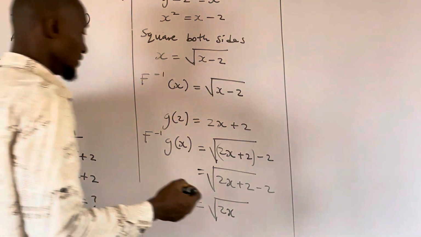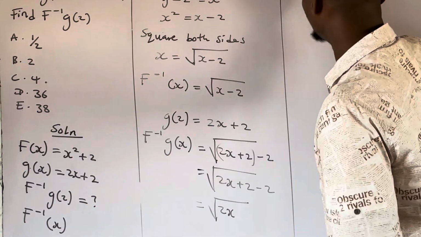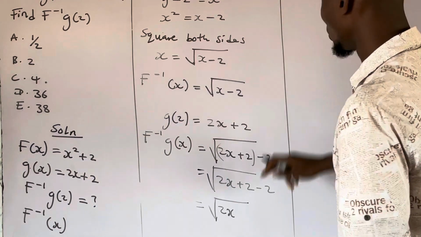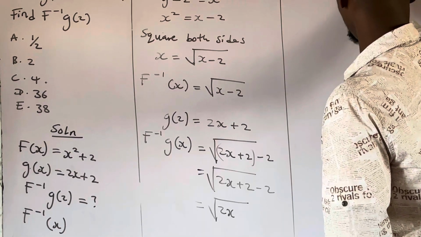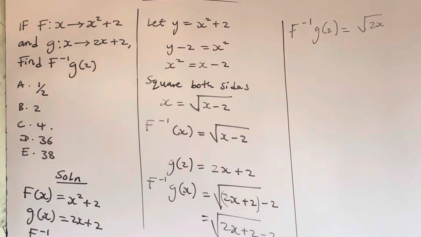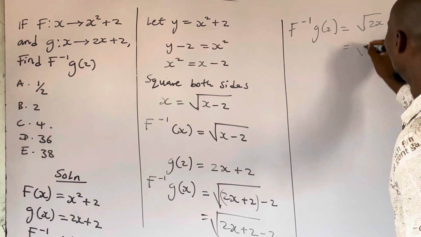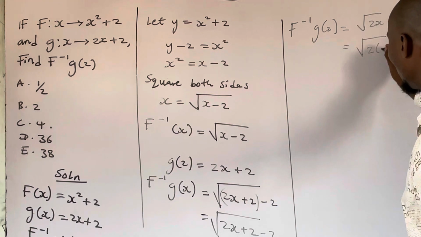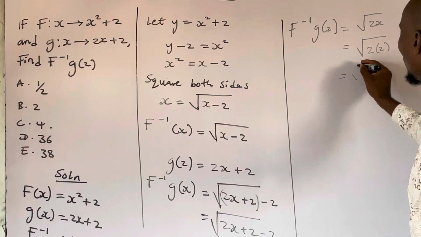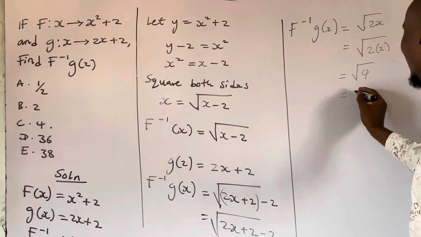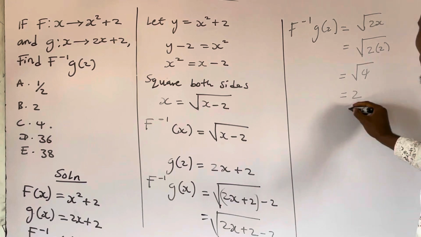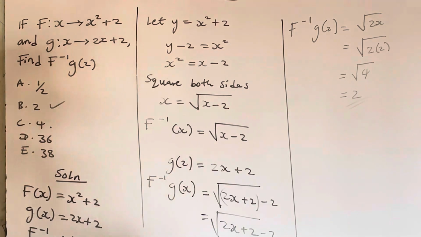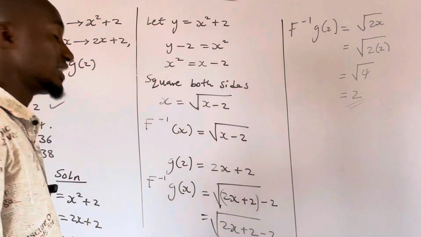So now to find the main question, which is f inverse g of 2, we're going to use this root 2x. Anywhere you see x, you replace it with 2, and this becomes root 4, and the answer is what? 2. We have that in the options, yes, and the answer is B.